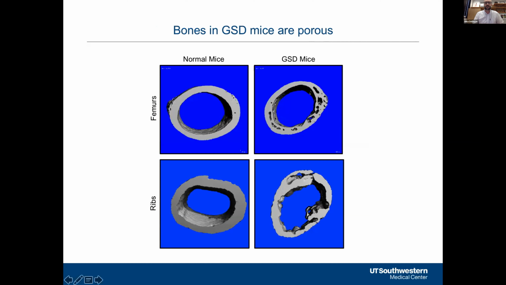We also have been able to show that our Gorham-Stout disease mice lose cortical bone. So what I'm showing here are micro CT images of femurs and ribs, and you can see the normal appearing cortical bone in the normal mice. And in the Gorham-Stout mice, the bones are filled with all of these holes and they're extremely porous.